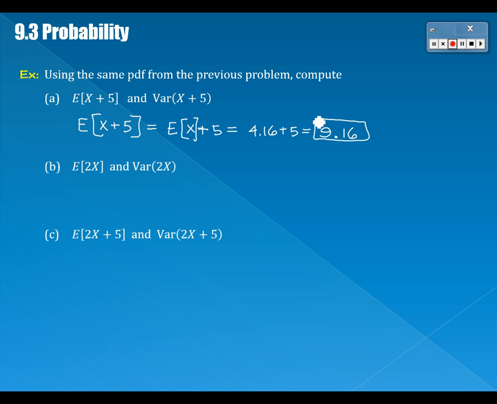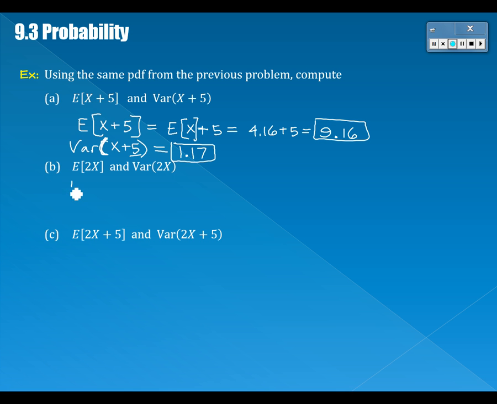Yay, good. All right. And then the variance will be, okay, this is a little bit of a trick question here. The variance of x plus 5. What happens if you shift the data up? The spread of the data is still the same. And so that is 1.17, I think we said, right? This plus 5 doesn't matter. It's just still the variance of x.